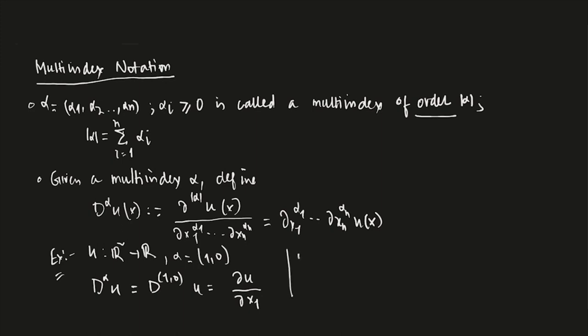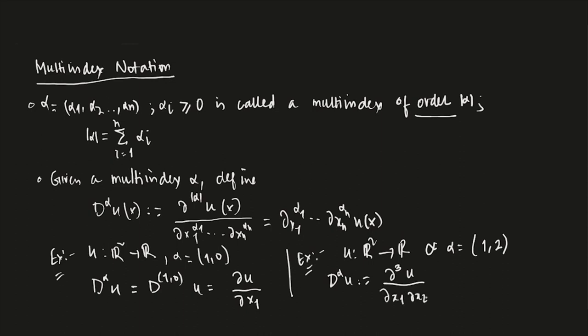Similarly, you can take another example. Let's say the same u, u is from R2 to R, and alpha is (1, 2). In this case, D alpha of u should look like del to the power 1 plus 2, which is 3, by del x1, del x2 squared. So it should look like this, okay? So that's your multi-index notation.